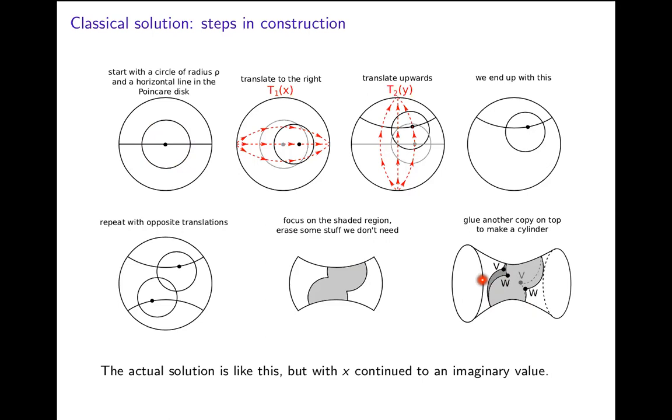Thank you. Could you also say what T1x and T2y mean? So T1 of x is a translation operator, an isometry of the hyperbolic plane that moves things to the right. And T2 is something that moves things vertically, so 1 and 2 correspond to the horizontal and vertical directions. And x and y are the parameters, how far you've moved. So here we move by distance x, and here we move by distance y. And to construct the actual solution, we want to take x to be imaginary.